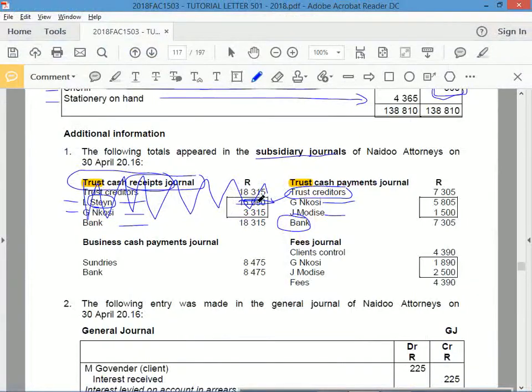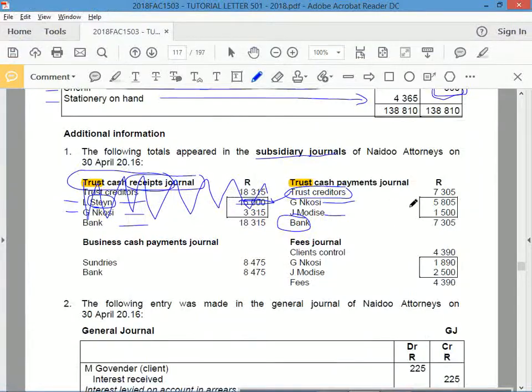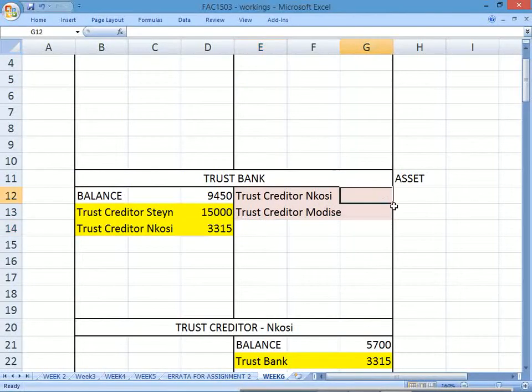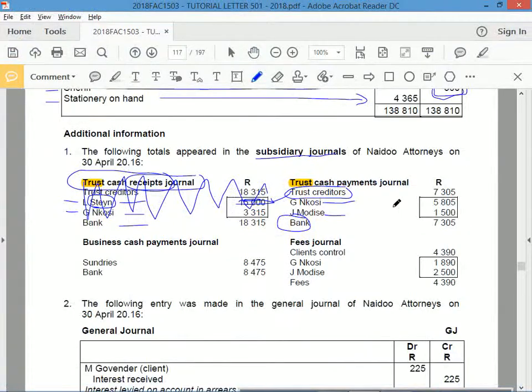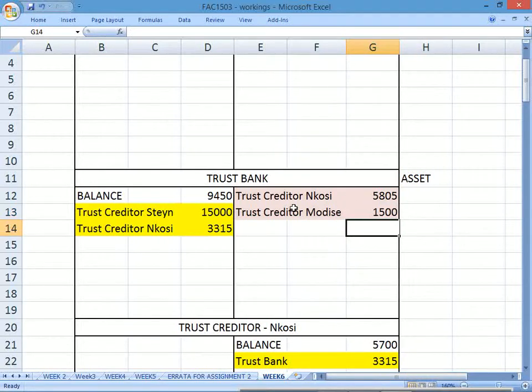Who were they? Nkosi and Modise paid. So, Nkosi, Modise. No O there. Okay, and Modise. Okay. How much did they pay? 5805 and 1500. Right, that's it. See, it's so simple. All I did is I thought about my rule. What are they? And affect this T account. That's it.